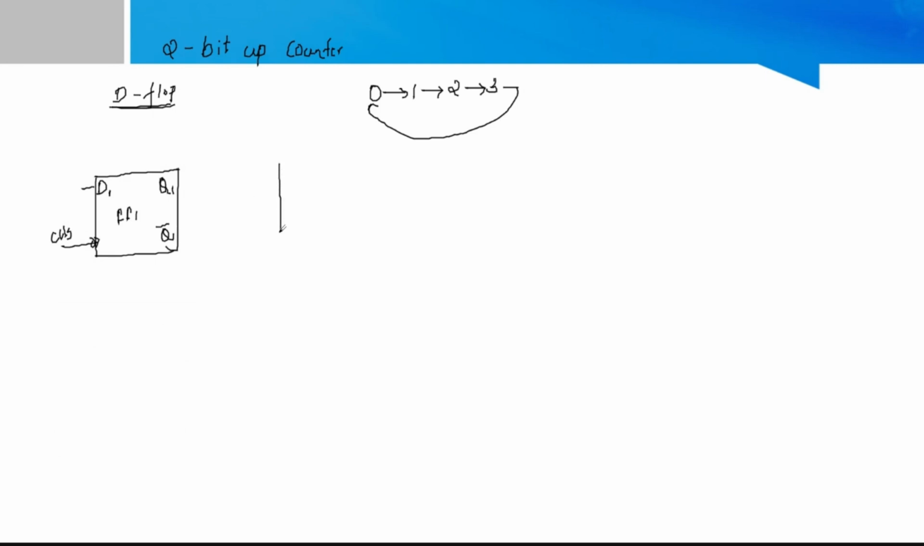So you will be having another flop. This will be D2, Q2. This will be the clock signal. This will be Q2 bar. So here for the D1, you have to provide the input. So the input will be given from Q1 bar.